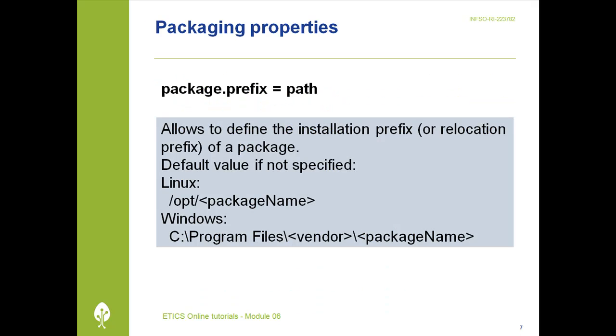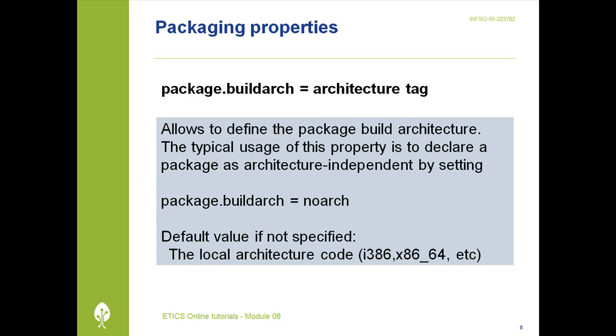The prefix property is used to define the package default installation path or the default relocation path for relocatable packages. If not specified, it takes default values specific to the Linux and Windows systems. The build arc property is used to set the build architecture.